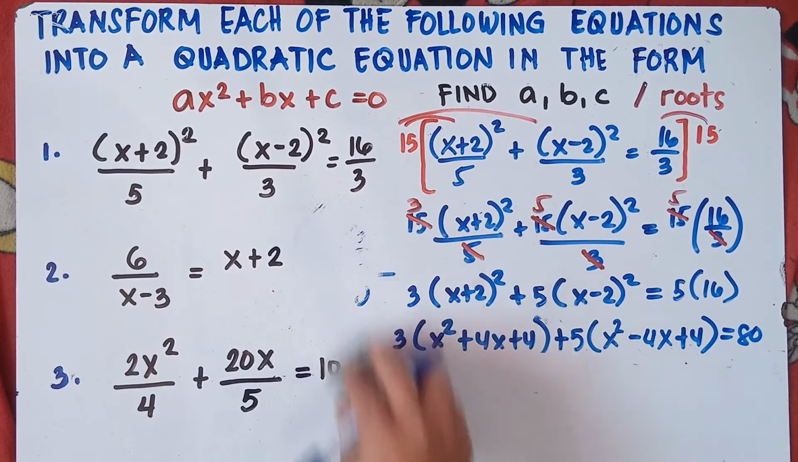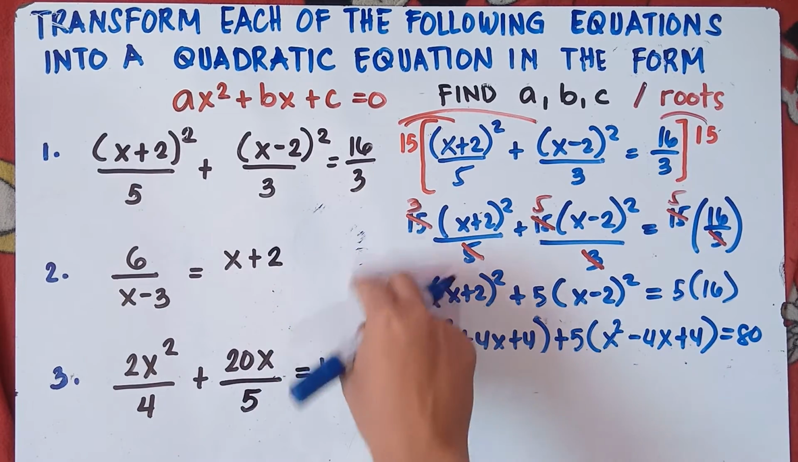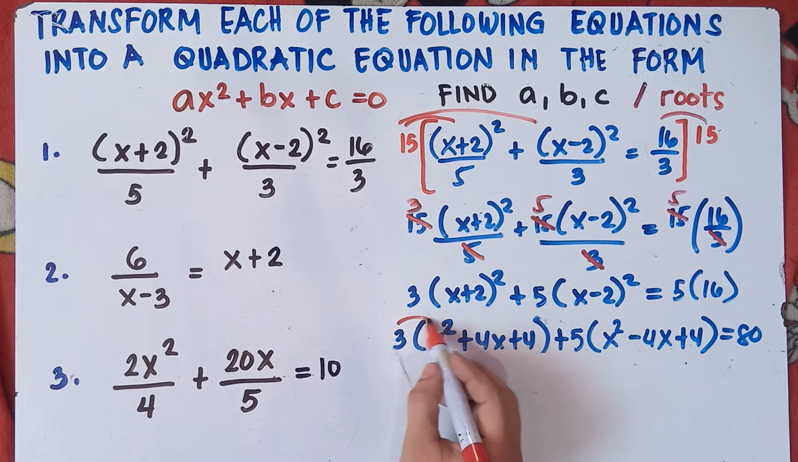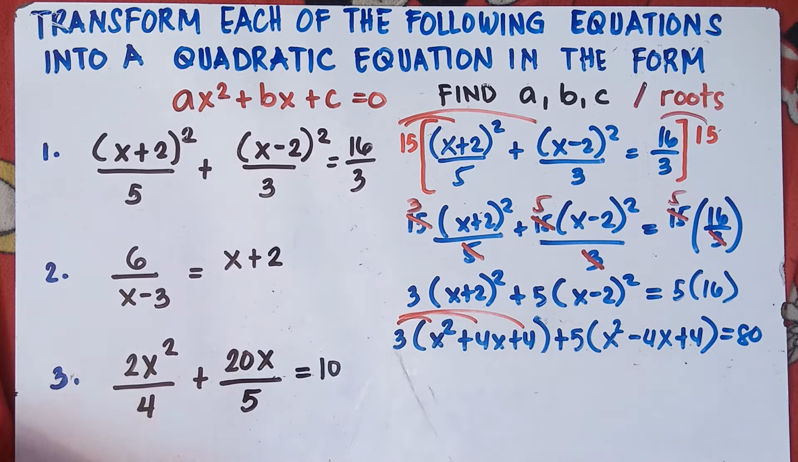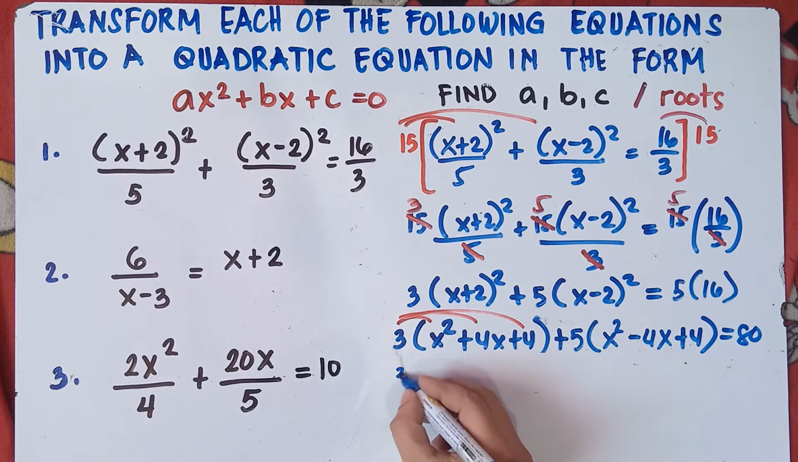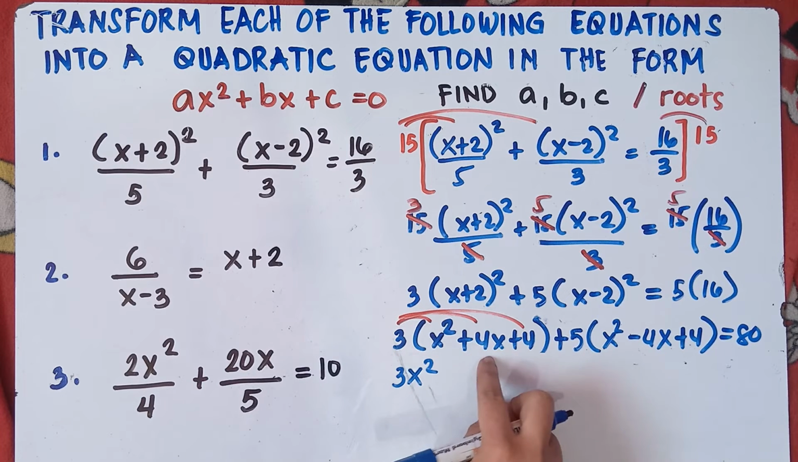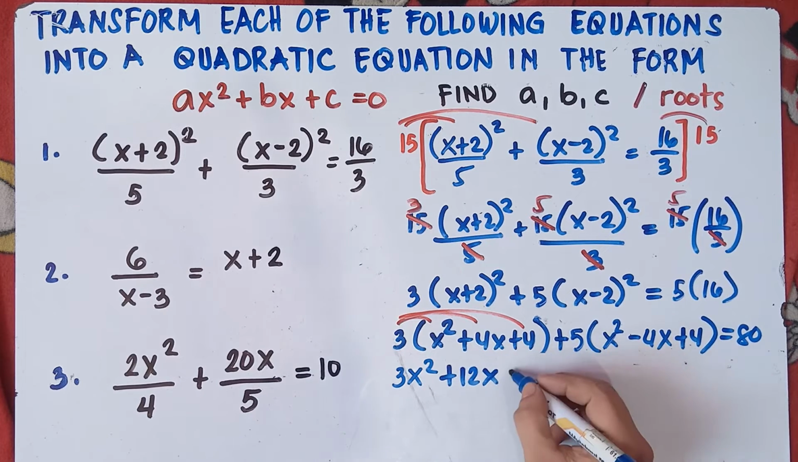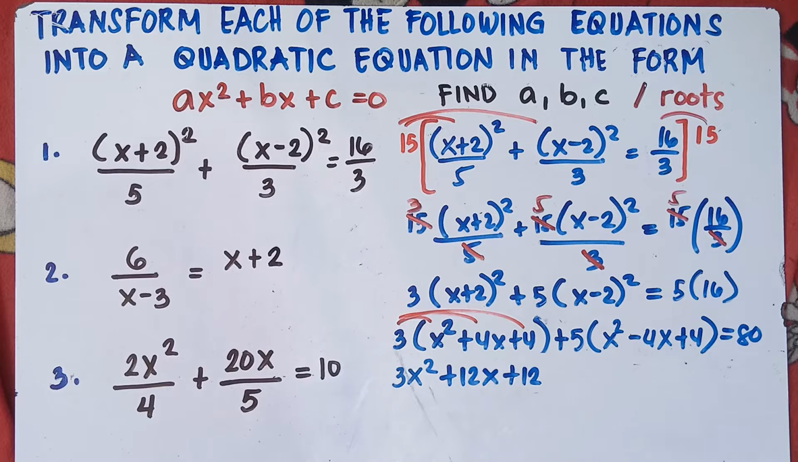Alright, and then we simplify this one, class. We distribute. So once again, you multiply 3 and this from this equation. How to multiply? Just simply distribute. So this will be 3 times x squared, that's 3x squared. 3 times positive 4x, that's positive 12x. 3 times positive 4, that's positive 12. Alright, and then you simplify this one, you distribute.